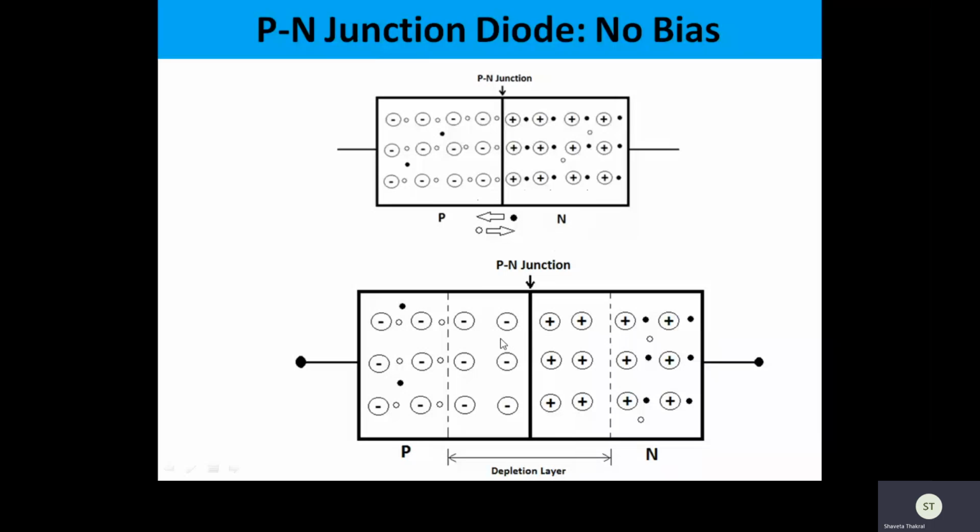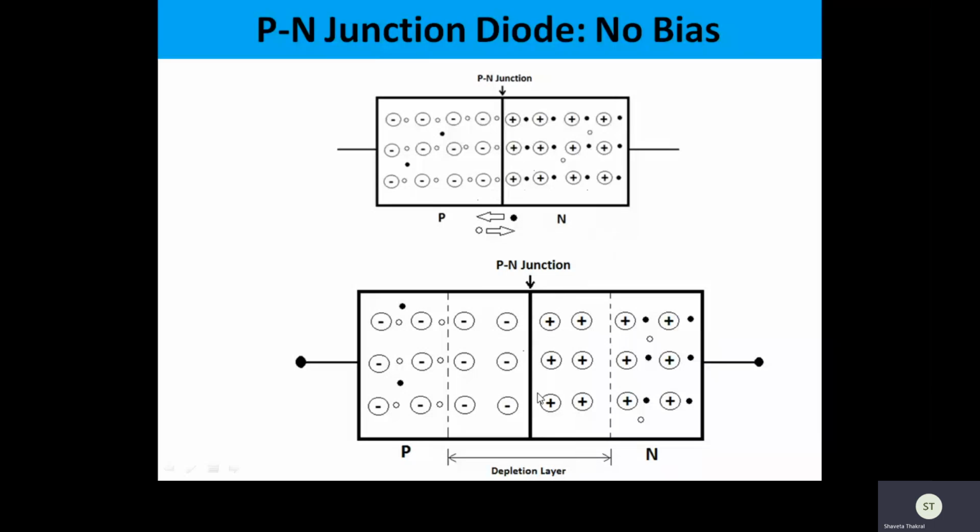In the p type, immobile negative ions are there near the junction, and in the n type, the immobile positive ions are there near the junction. So this area is becoming neutral. Up to which particular moment will the diffusion process continue? The diffusion process will continue till the equilibrium condition is maintained at the junction. After maintaining the equilibrium, the diffusion process gets stopped.